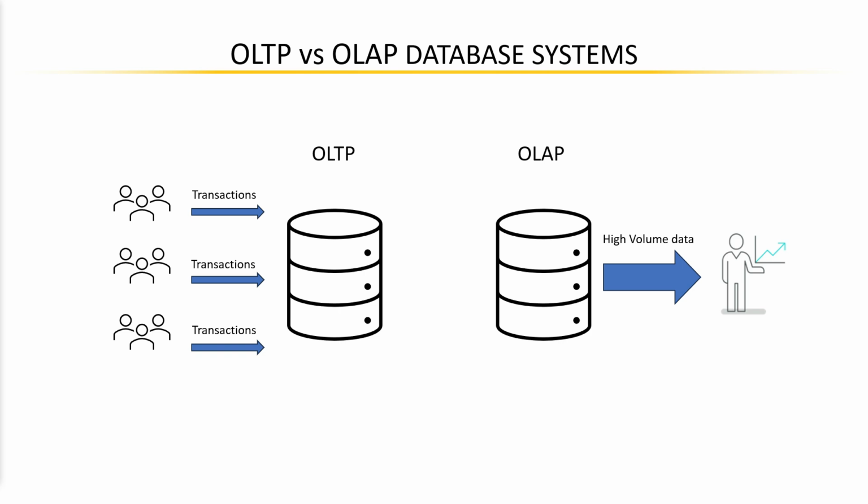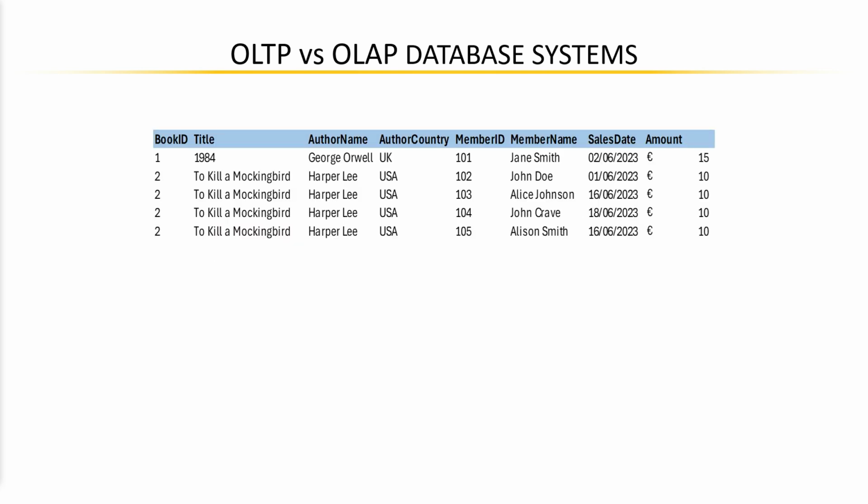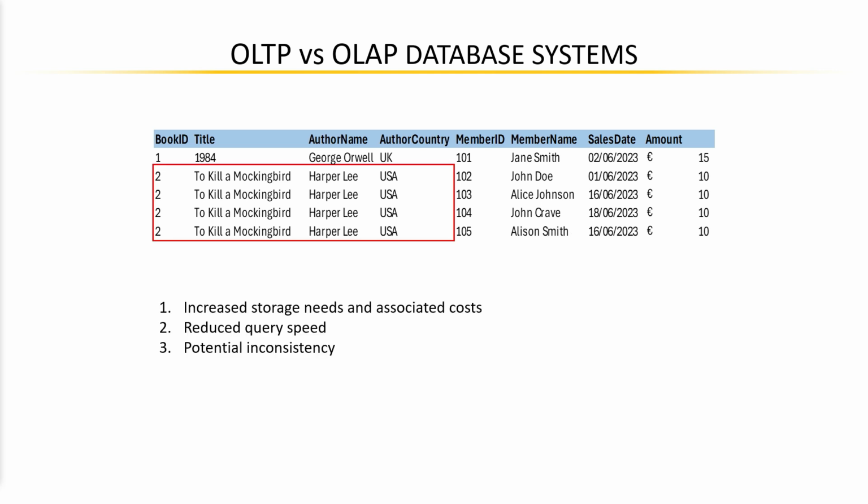Returning to the e-commerce example, let's say we want to track which books we sold, when we sold them, and to whom. One way to accomplish this could be to store all this data in a single table like this. However, some of the main problems with this solution are that repeated values or redundancy might create several issues, such as increased needs for storage and associated cost, reduced query speed, and potential inconsistencies, which occur when, for example, a value is mistakenly updated in one instance but not in all instances.